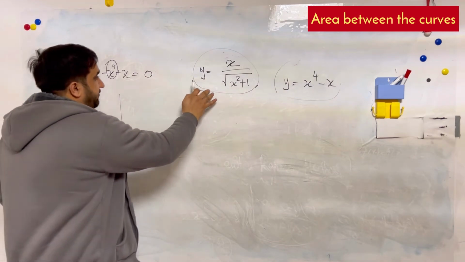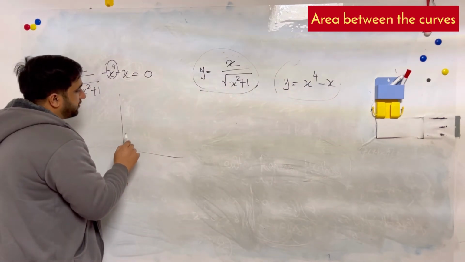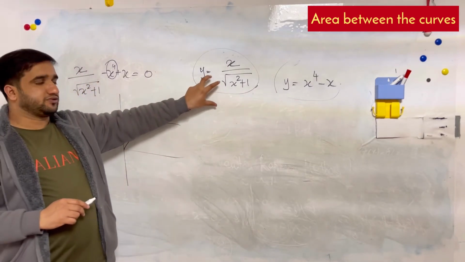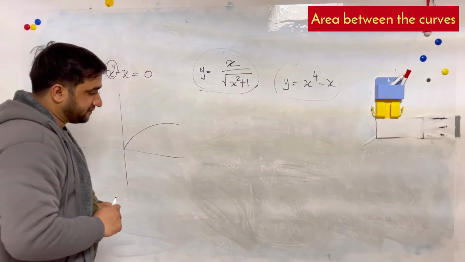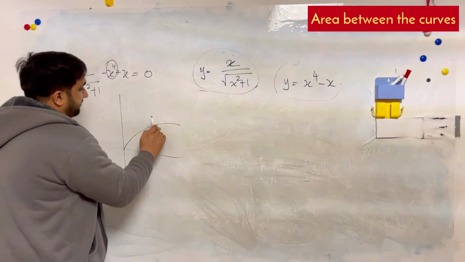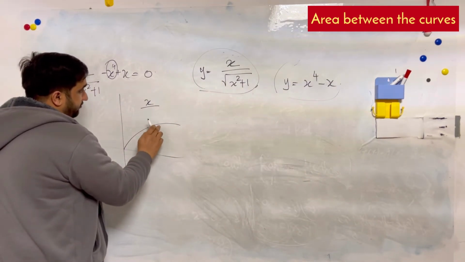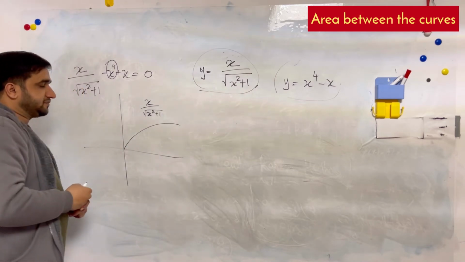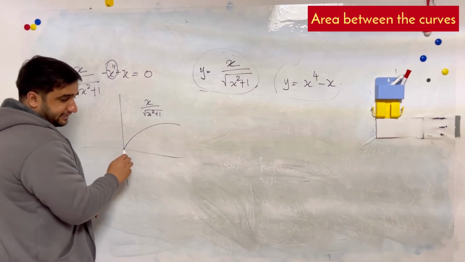Now, when for the first function you try to draw the curve, suppose it goes like this. It will go like this if you try to draw them one by one. I don't have time to do that, you know how to do. And this will be the curve wherever it is going, but this is the curve for this function under the root x square plus 1. And the second one is going like this.